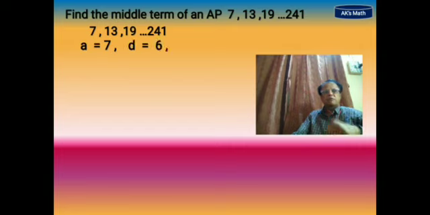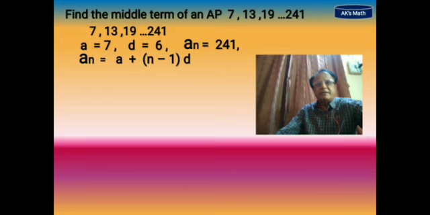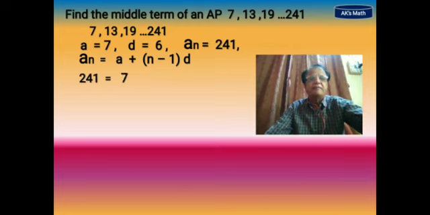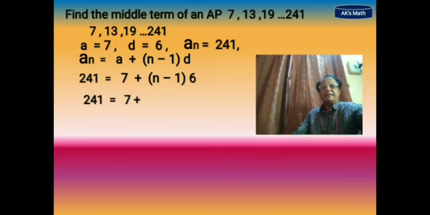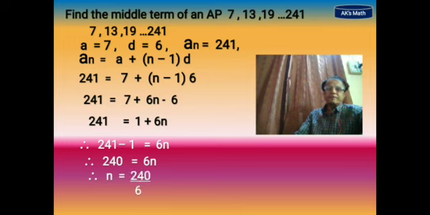Now what we have to take? AN. AN is 241. So from that, again use our general formula for the terms. AN is equal to A plus n minus 1 into D. And find out the value of n by easy way that you can find by doing the same operations you did in the previous examples. So now by this way, after doing all the operations, you will get n is equal to 40. 240 by 6. So n is equal to 40.